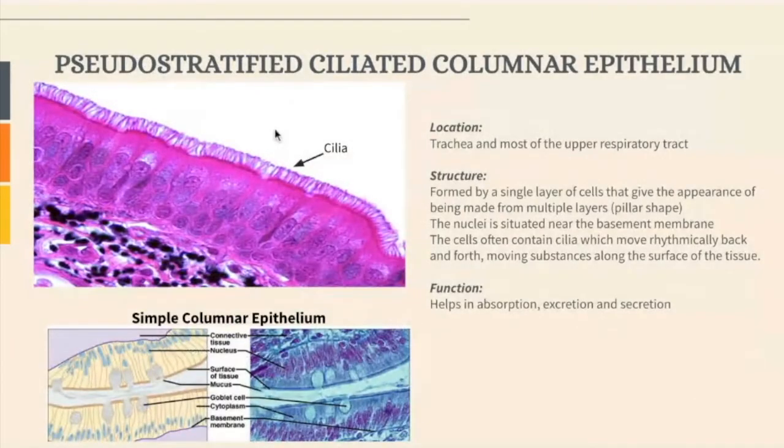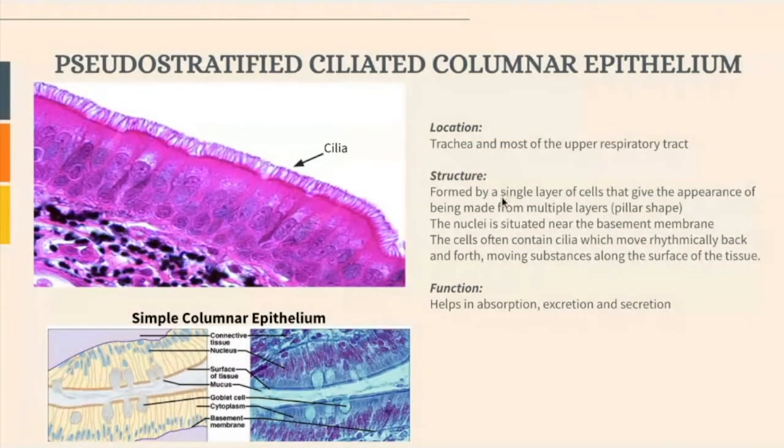Pseudostratified ciliated columnar epithelium. This epithelial cell has a columnar shape with cilia. Here you can see a hairy-like structure, which is the cilia. Cilia usually form the lining of the trachea or upper respiratory tract.